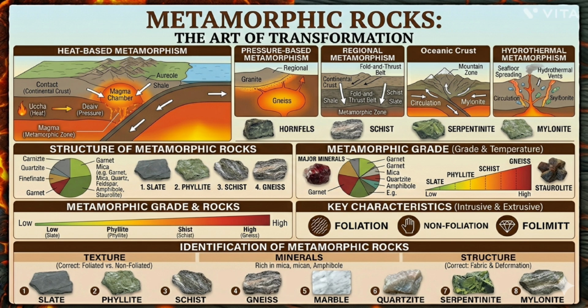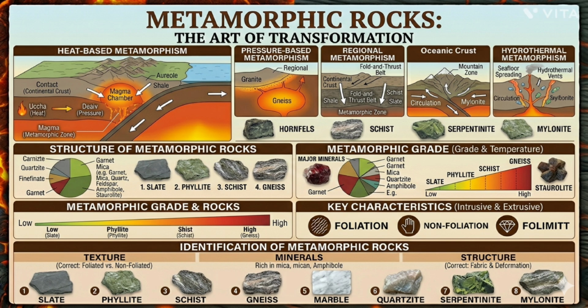But what about dynamic metamorphism? Dynamic metamorphism occurs along fault zones, where high shear stress crushes and grinds the rock, resulting in rocks like mylonite. Fascinating. Now, how do we classify these metamorphic rocks? There are two main groups: foliated and non-foliated rocks. Foliated rocks have a layered or banded appearance due to differential pressure that forces minerals to align.